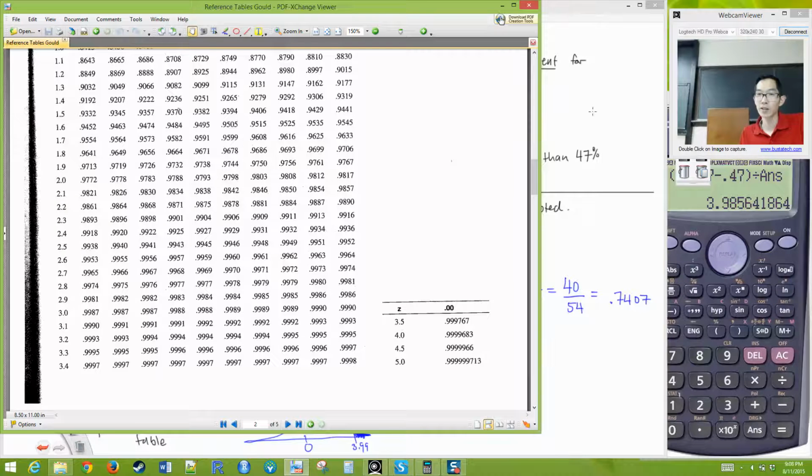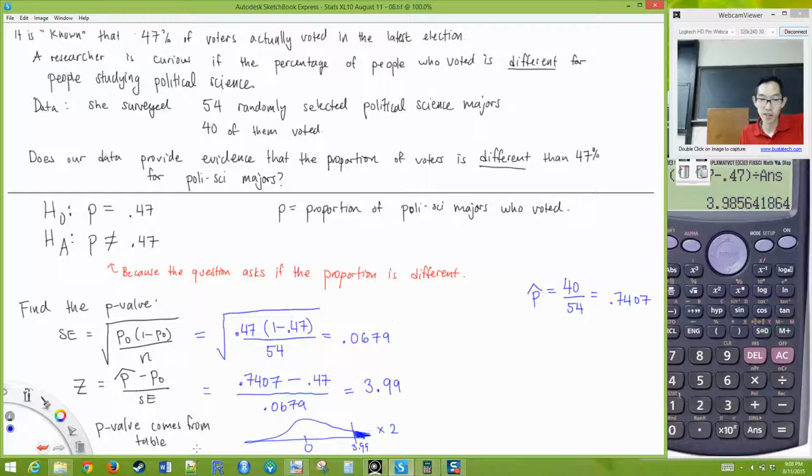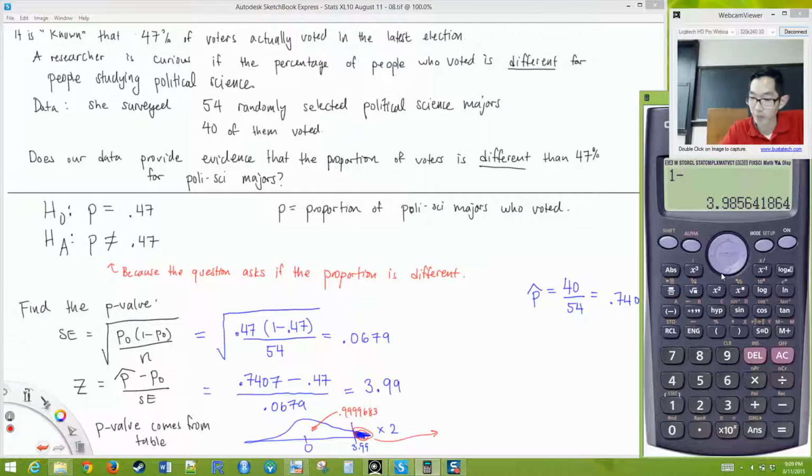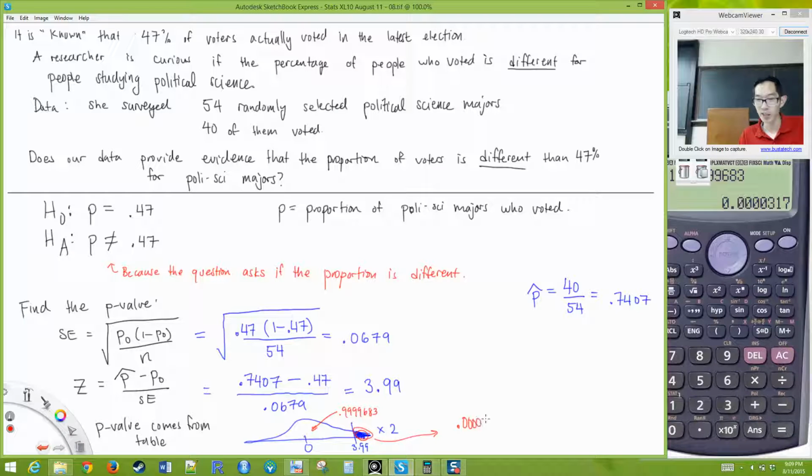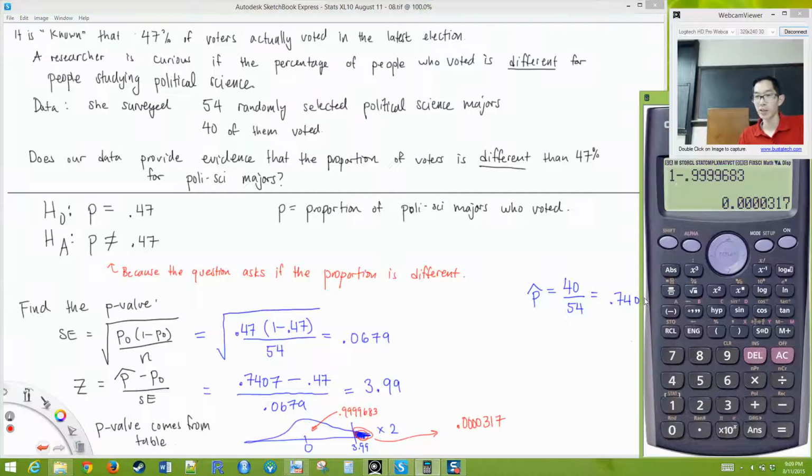0.9999683. That would be the area over on this side. So how much is going to be in this little piece over here? 1 minus that. 1 minus 0.9999683, so I get 0.0000317, just this ridiculously tiny number. And then according to my rules, I multiply this by 2, but as if that's going to make a difference.